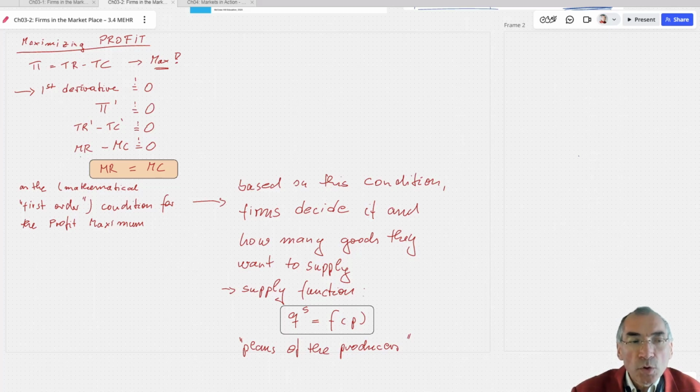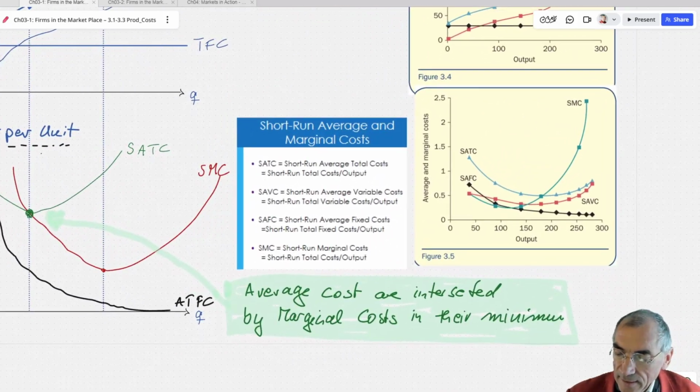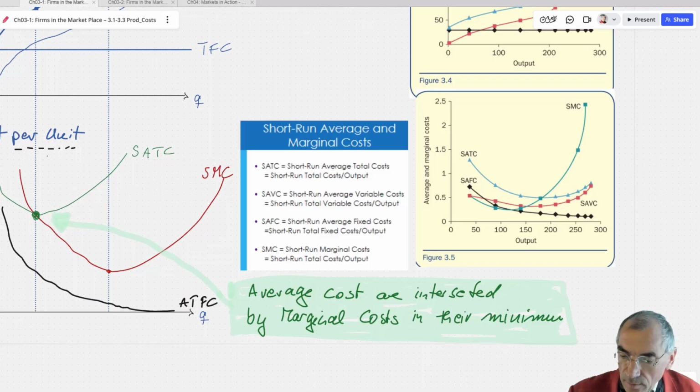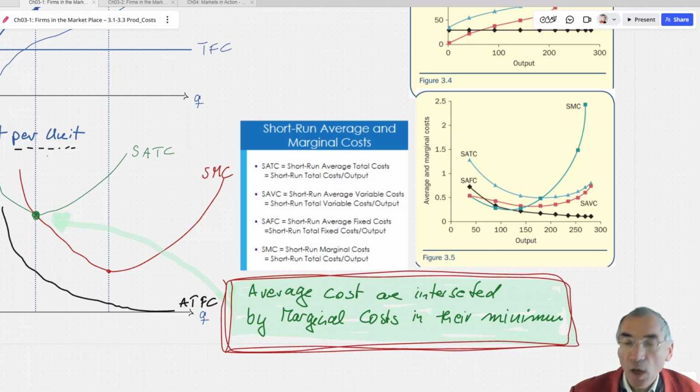Okay, to approach the supply curve, let us briefly look back at the end of our last video, where we derived the different cost functions, and we ended up with this message here that says average costs are intersected by marginal cost in their minimum. And let's go back to this argument in order to understand how we can derive the supply curve.